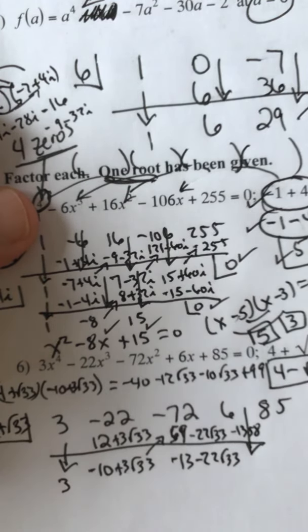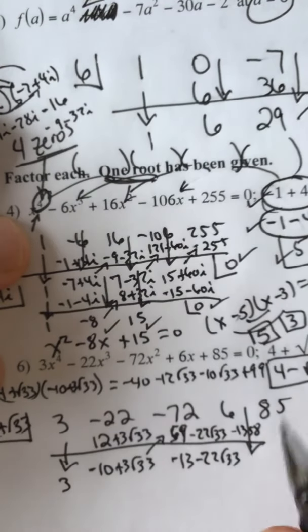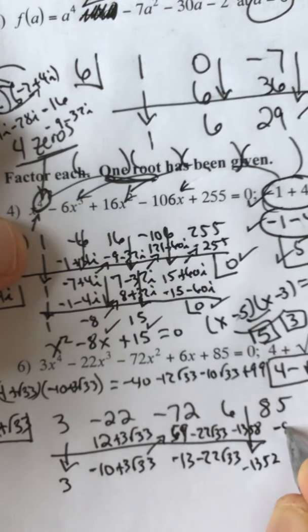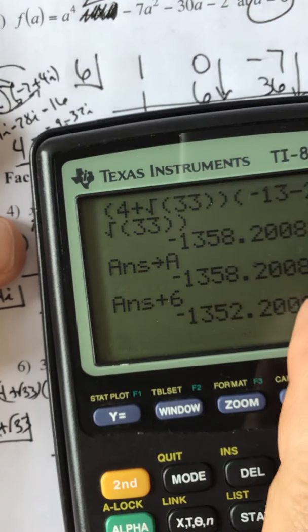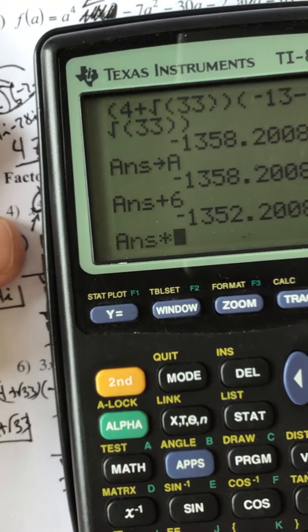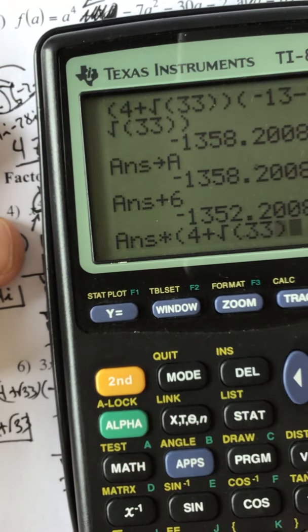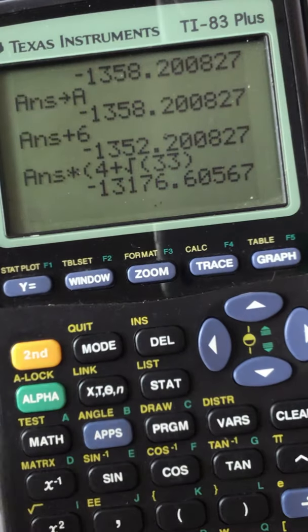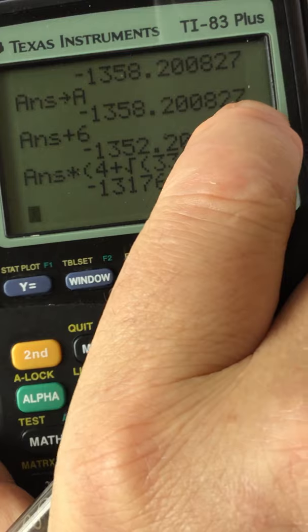Okay, I'm going to add 6 to that. So on my calculator, add 6 is negative 1352-ish. Now I need to take this one times this one. Well, I know it has to be negative 85 or else that wasn't a 0. But let's just check. So there's the A number, and I need to multiply that times 4 plus the square root of 33. I'm really expecting that to be negative 85. Okay, it is not. Something went haywire.